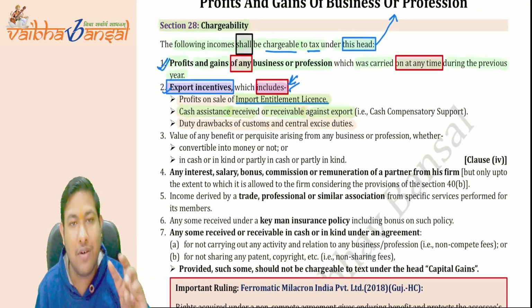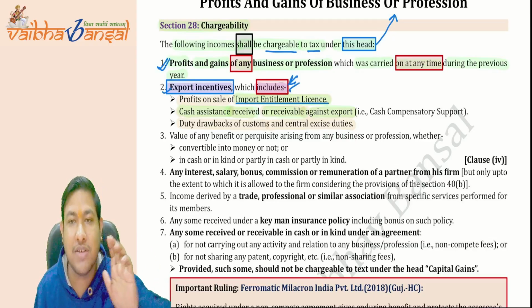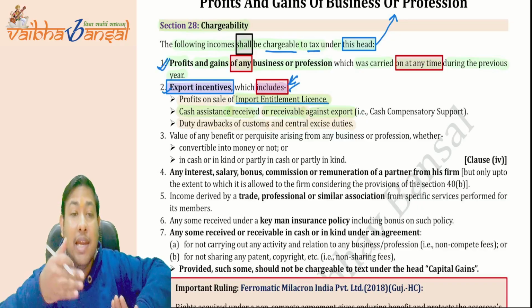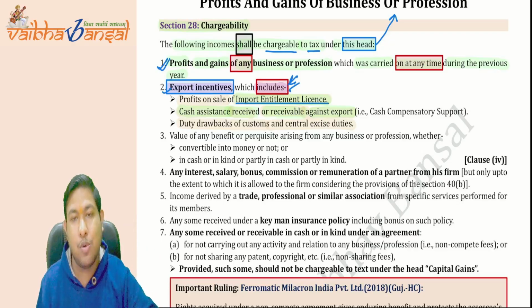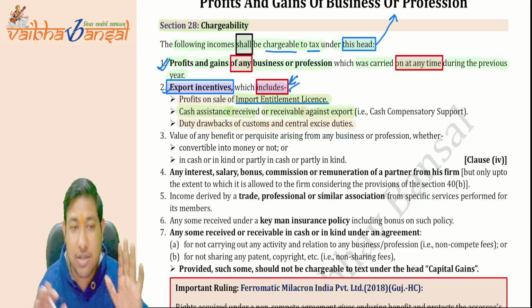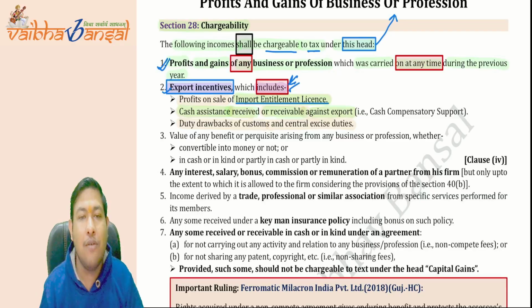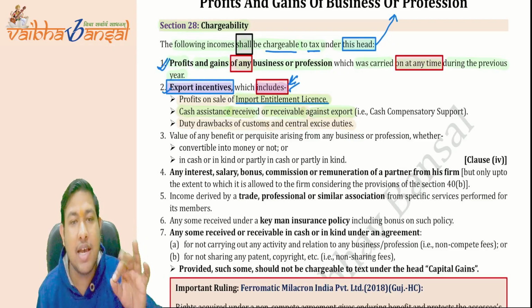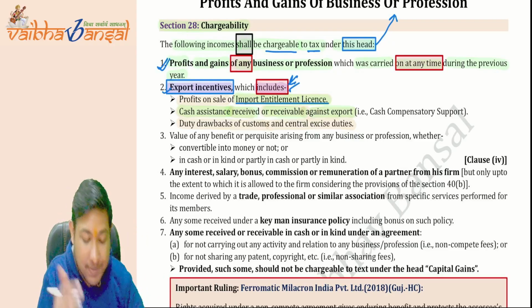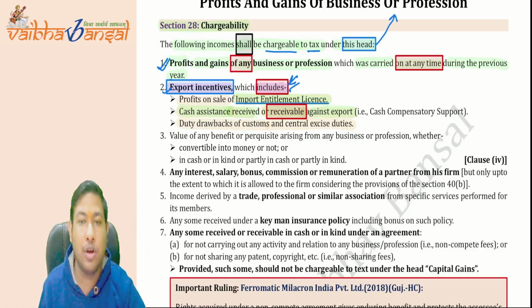So till now we have covered 3 points. Profits and gains of any business or profession which was carried on at any time during the previous year. Then export incentive includes, this is not the exhaustive list, it is the inclusive list. Profit on sale of import entitlement license. Second is cash assistance received or receivable. The word receivable is important. You have to remember this.